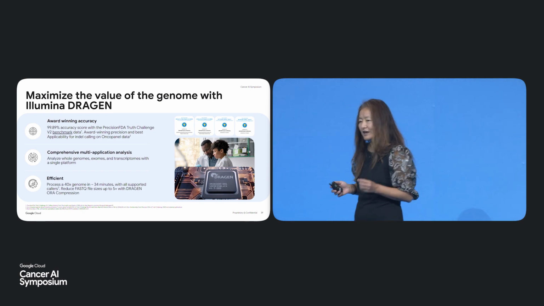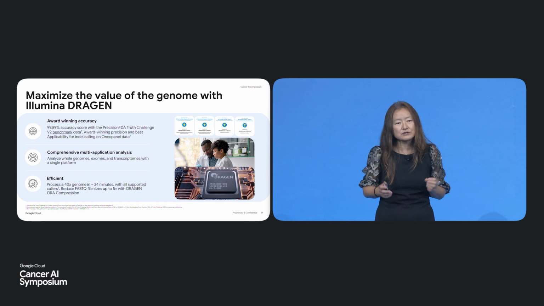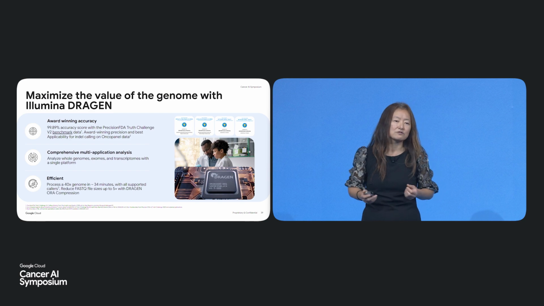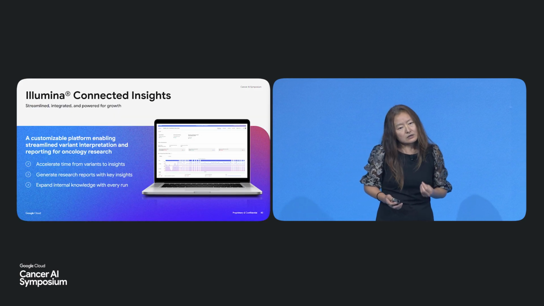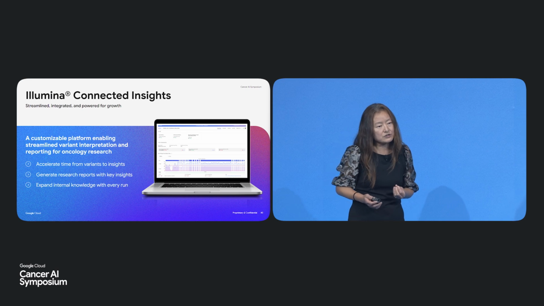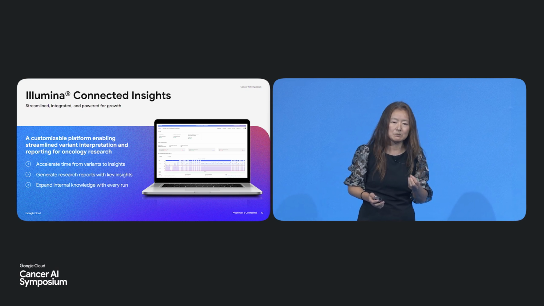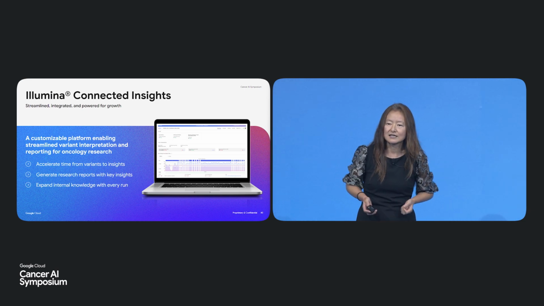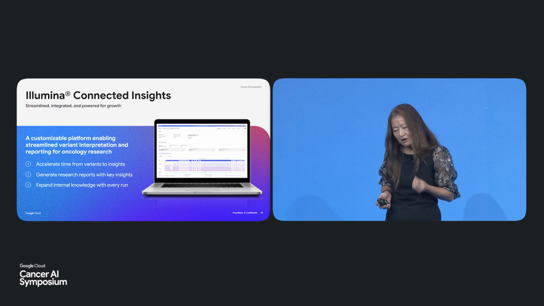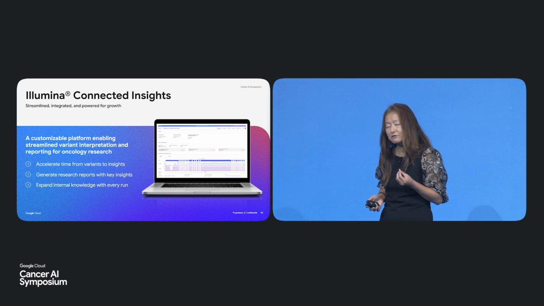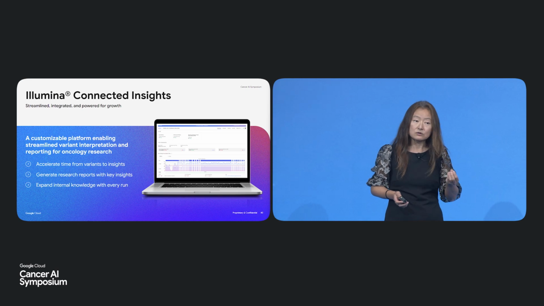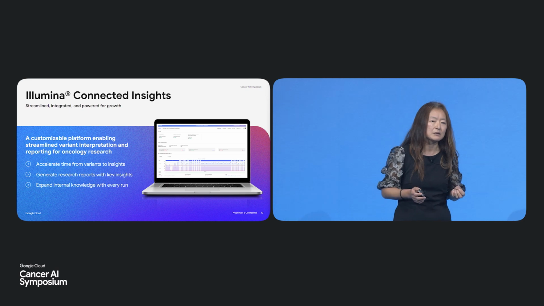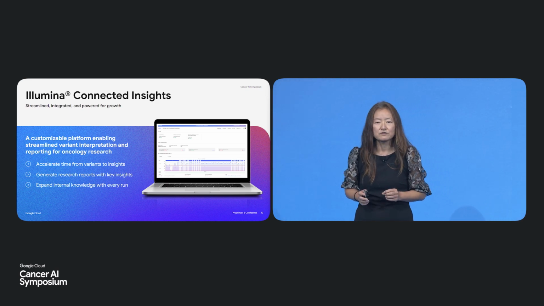AI, along with advanced algorithms, allows us to maximize the information and the value we can extract out of the genome. And our tertiary interpretation software solution, Illumina Connected Insights, built specifically for precision oncology, brings meaning to the genetic information. This software solution annotates variants with 55 data sources, including premium content from commercial knowledge bases such as CKB and OncoKB, all free of charge to our software users.